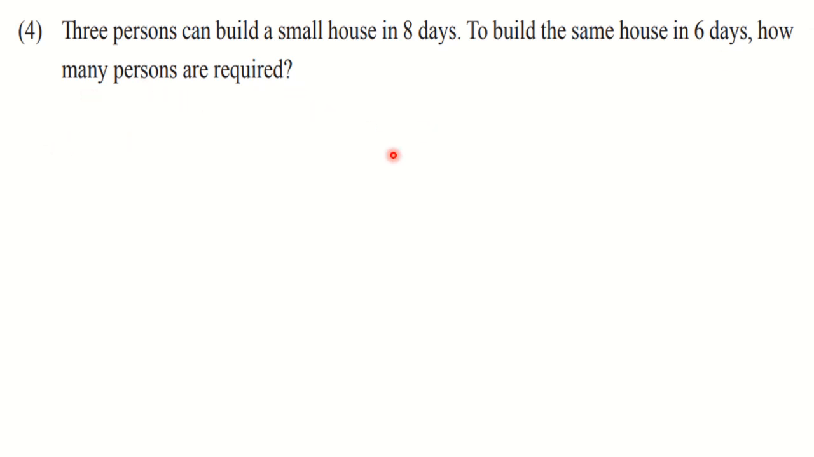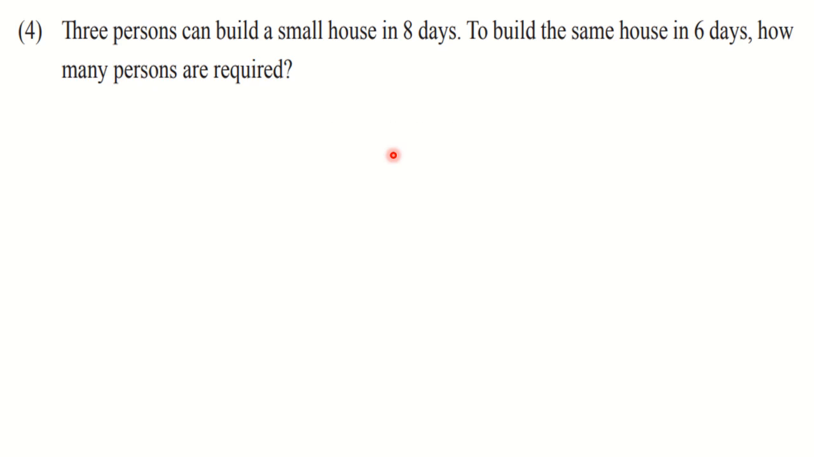So here this question is based on the variation or proportion. So just think that what is the relationship between number of persons and the days required to build the houses. So immediately you can think that if the number of persons are increased, the number of days to build the house, they are going to decrease. That means it is a question of inverse variation. The relation here is inverse variation.